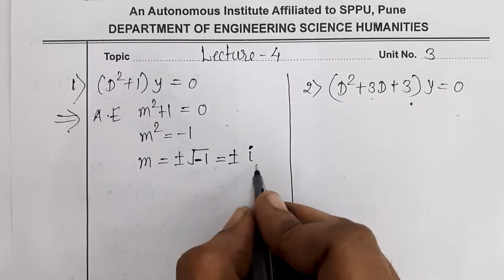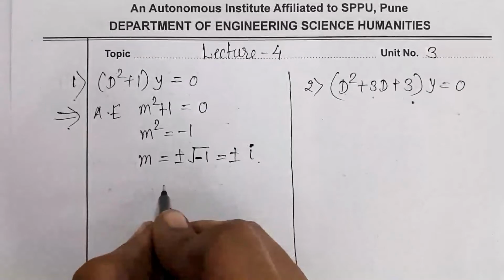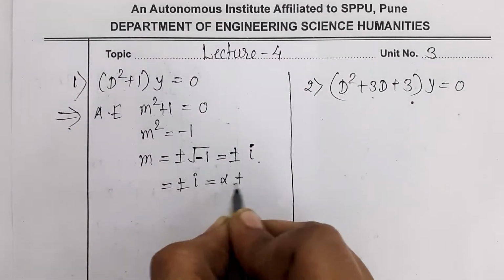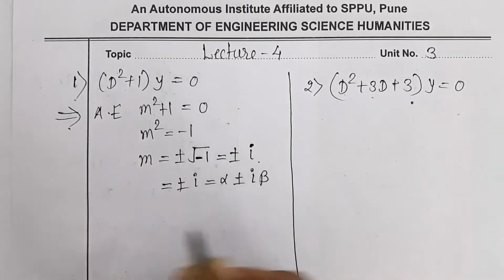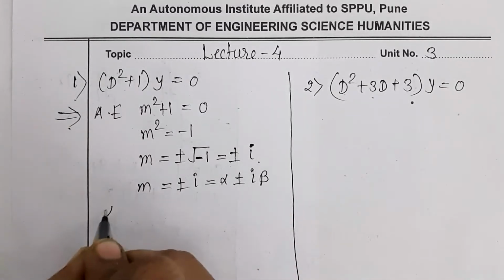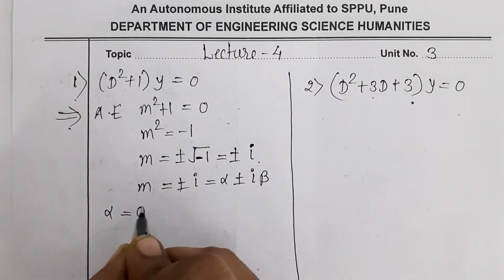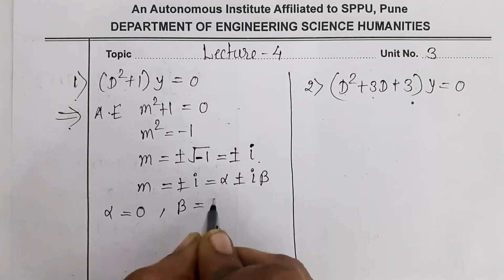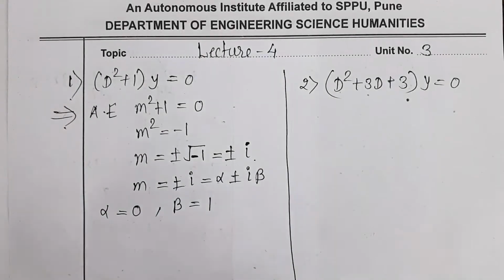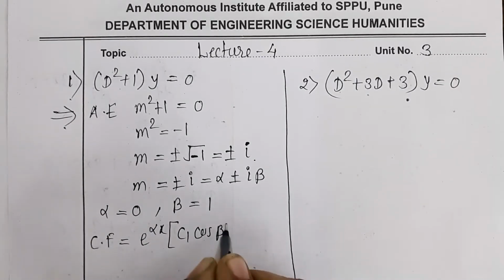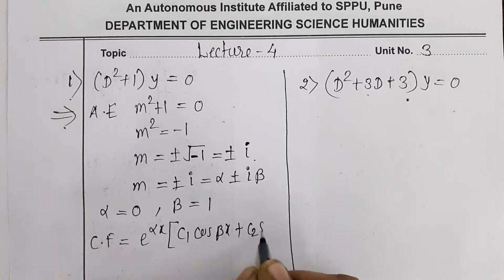Now the roots are imaginary. If the roots are imaginary, equate this ± i with α ± iβ. What is alpha? Alpha value is 0 because here no real term is present. So α = 0 and β = 1. So how to write CF? CF can be written as e^(αx) (c1 cos βx + c2 sin βx).